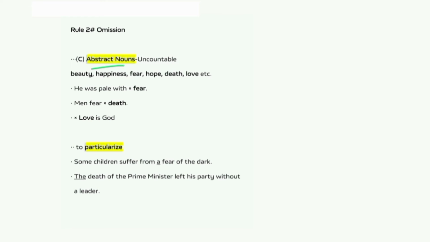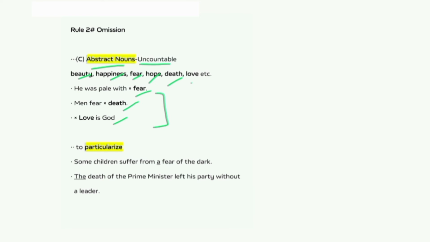Abstract nouns also take no article because they are considered uncountable, like beauty, happiness, fear, hope, death, love and so on. These are words that refer to states, events, concepts, feelings, qualities, etc. that have no physical existence. Like, he was pale with fear, in a general sense, and men fear death, and love is God. We cannot count these things as they all are uncountable.